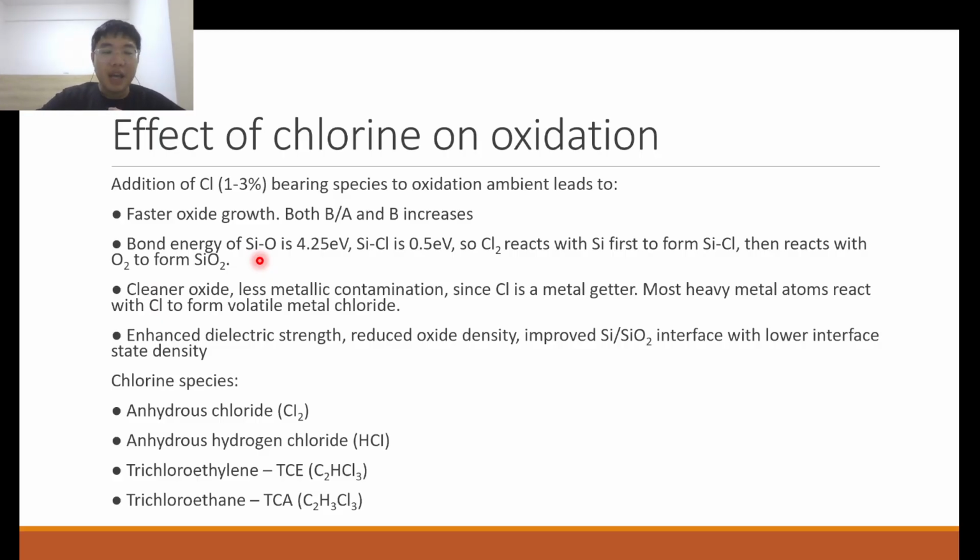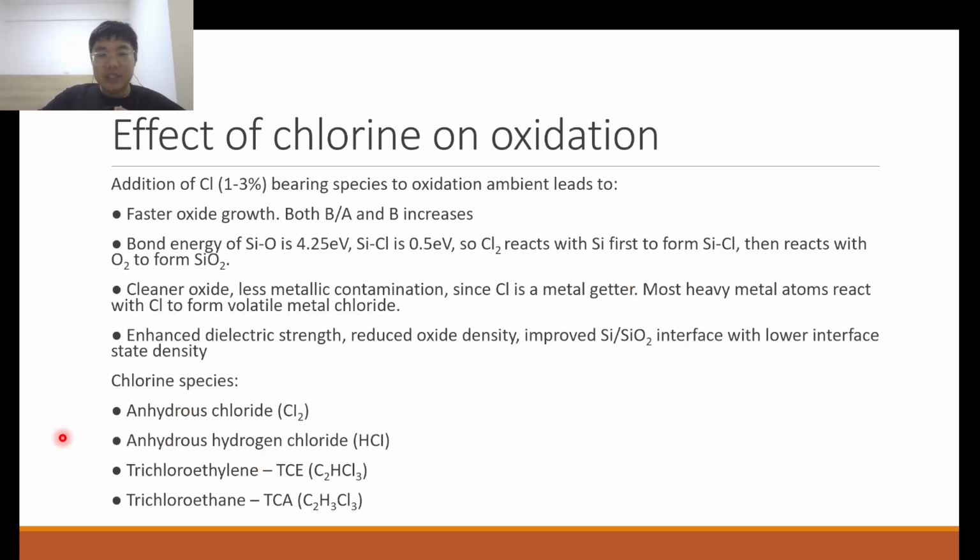in the environment. And so the result of this chlorine catalyzed oxidation is that we have a cleaner oxide with less metallic contamination as well, since chlorine is also conveniently able to react with many heavy metal atoms to form volatile gases, volatile metal chlorides. And so we see that conveniently not only does it enhance oxidation rate, it also leads to a cleaning of metal elements out of the oxide. In addition, we also observe an enhanced dielectric strength, a reduced oxide density, and an improved silicon-silicon dioxide interface, right, with a lower interface state density. So an overall improvement in the structure and the defect concentration in the oxide layer.